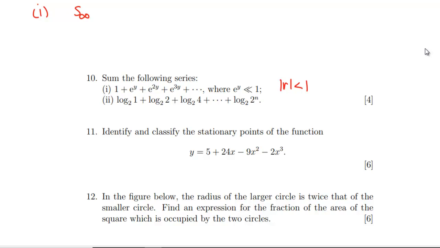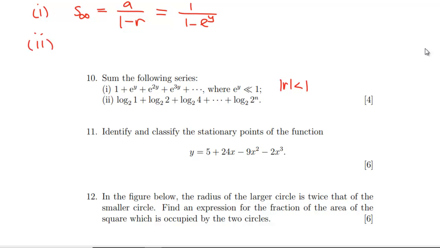Therefore, we've got sum to infinity is a over 1 minus r. A is 1, and r is e to the y, so 1 minus e to the y. So that's fine. Then for the second one, what have we got here then?